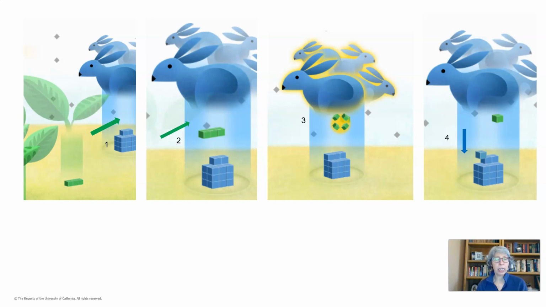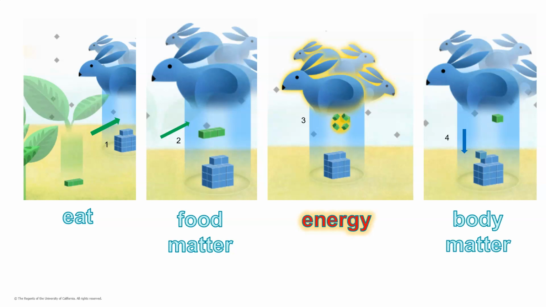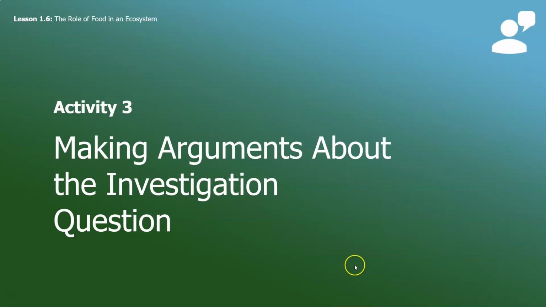Okay, let's take a look. You might want to go back to the sim and view it again with those questions in mind. As the rabbits eat the plants, they digest the plant matter as food. Food matter becomes energy and body matter. The rabbits use the energy to move, and the body matter keeps the rabbits growing and thriving. Good job.